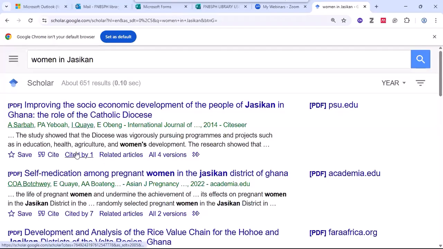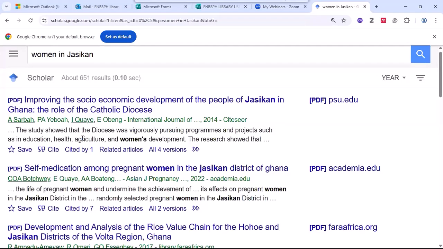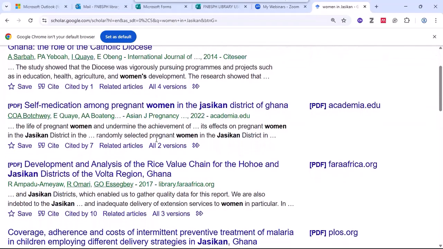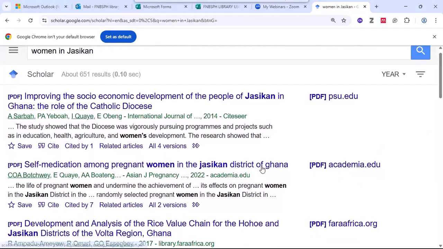Now, how many results have you got? 651. Yeah, 651. So yes, we have things like improving the socioeconomic development of the people of Jasikan in Ghana, the role of the Catholic diocese. Now, women doesn't come in the title. It says people. But when you go down the abstract, you can see it says the study showed that the diocese was vigorously pursuing programs and projects such as in education, health, agriculture, and women's development. Have you seen it? Good. The next one says self-medication among pregnant women in the Jasikan district of Ghana.